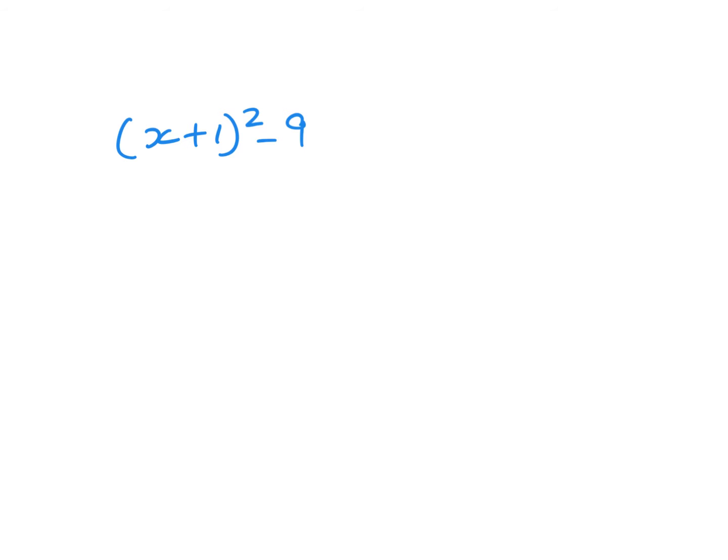Alright, how did we go? Well, this is how we're going to do it. We're going to leave our first bracket exactly where it is. So x plus 1 squared stays where it is. And I know that 9 is 3 squared. So I'm going to go minus 3 squared.